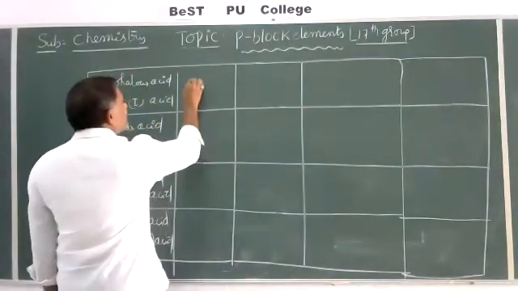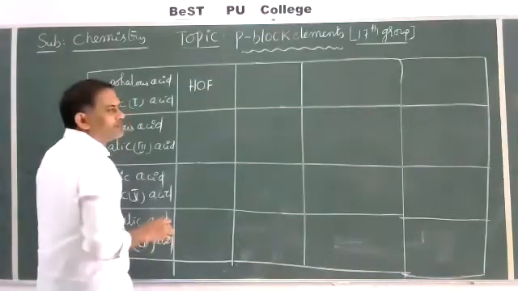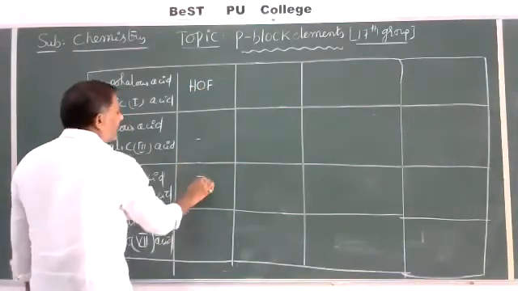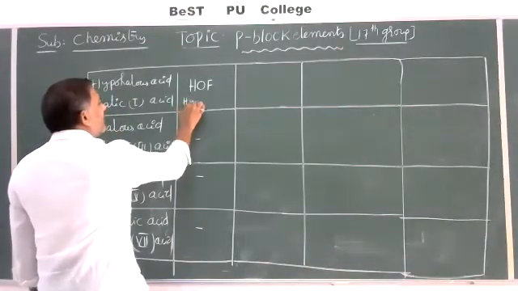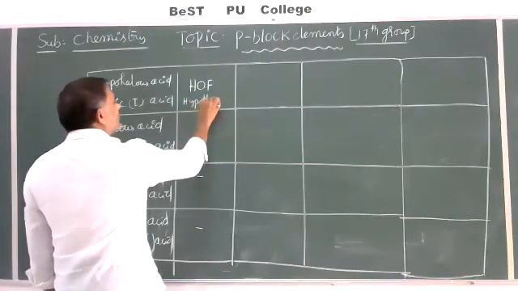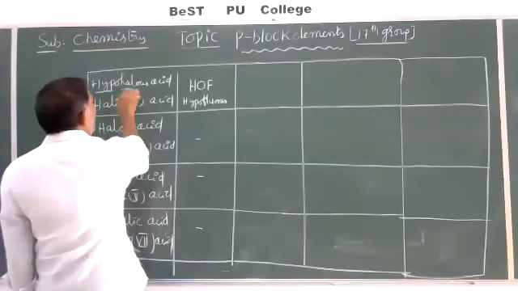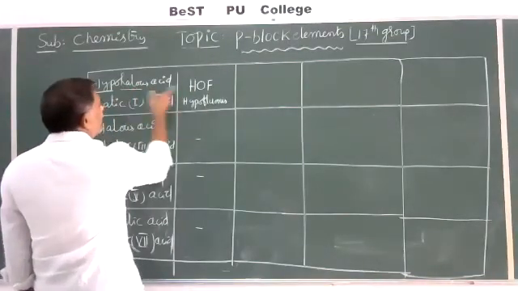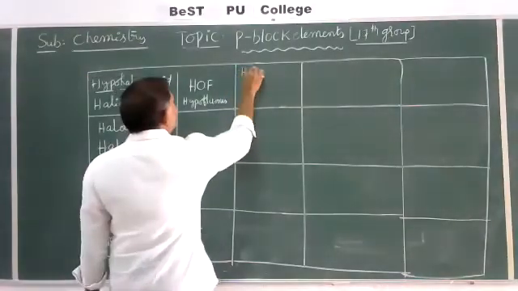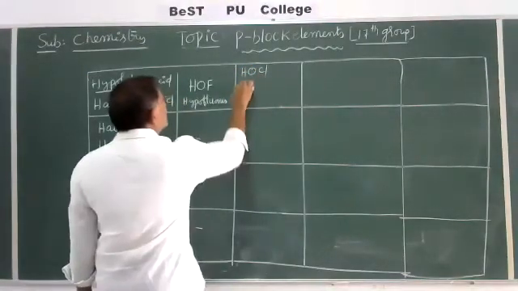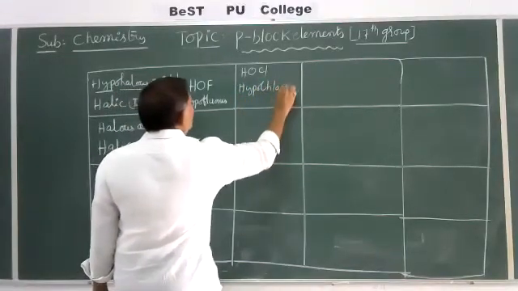The first one forms only HOF. The remaining are not formed. This is generally hypofluorous acid. Hypo is common, and halous means, if it is fluorine, fluorous acid. For chlorine it forms HOCl. This is hypochlorous acid.